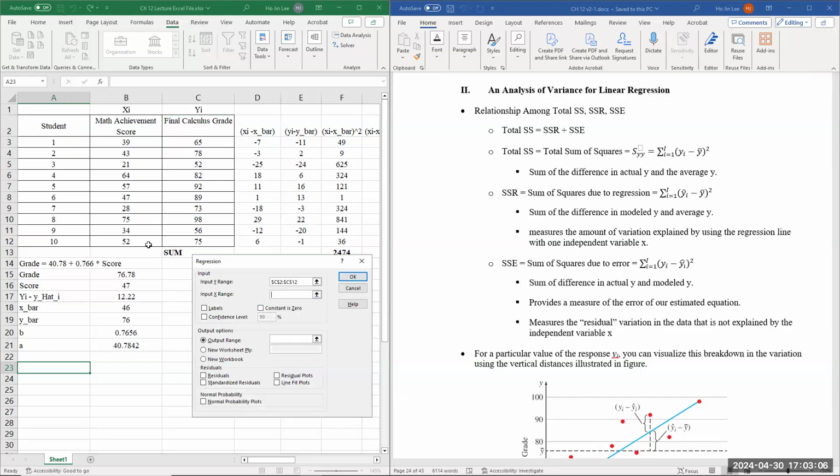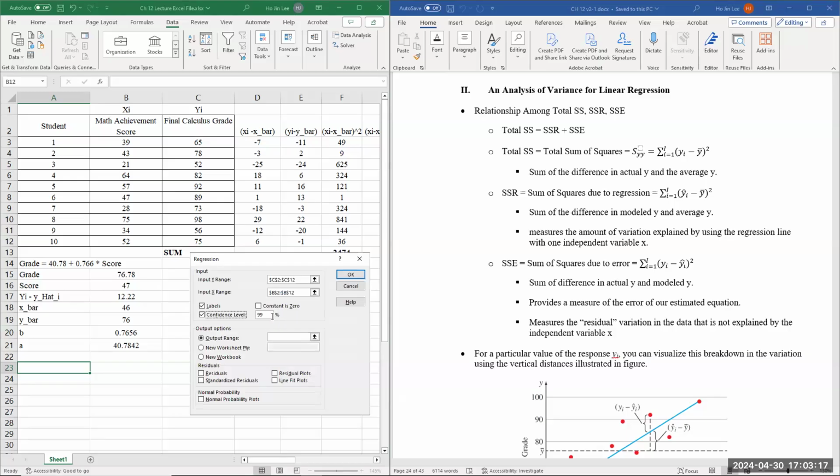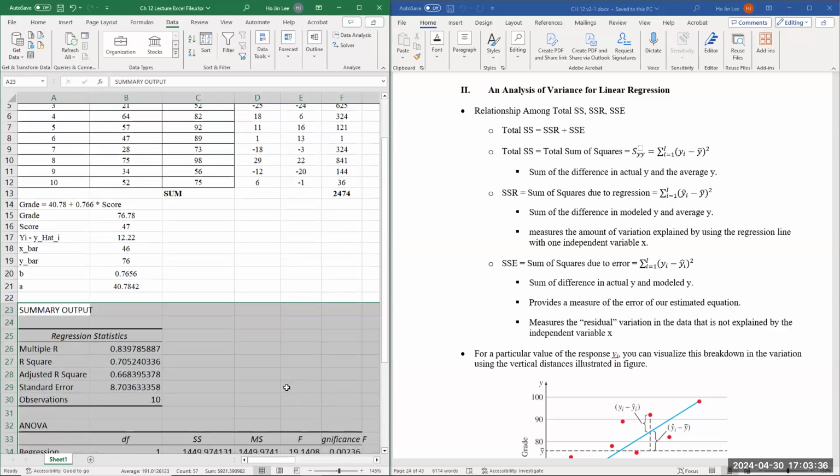For the X range, I'm going to put in the X variables, including the headers. The headers are the label. Click on label. Confidence interval is something I'm going to play with in this video. So I'm going to set this to something. Let's put 99%. And the output, I'm going to click right here. So the output starts here and it spans to the right and bottom. And there it is. That's the output.